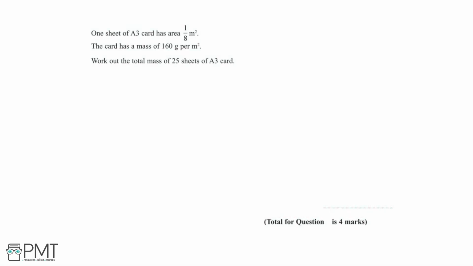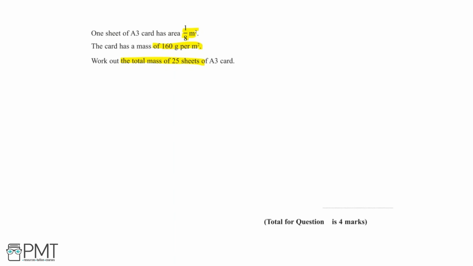In this question, we're told that one sheet of A3 card has an area of 1/8 meters squared. And now the card has a mass of 160 grams per meter squared. We need to work out the total mass of 25 sheets of A3 card.